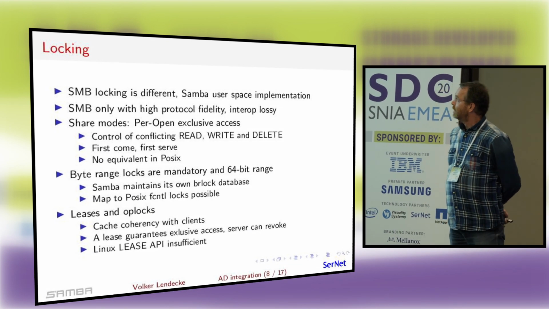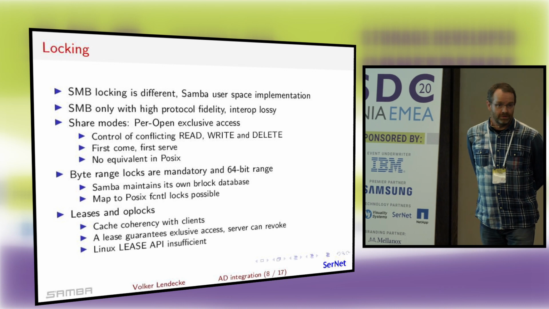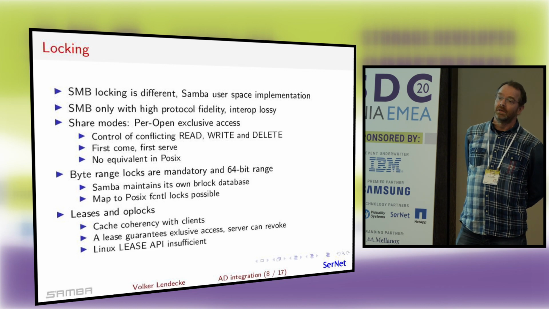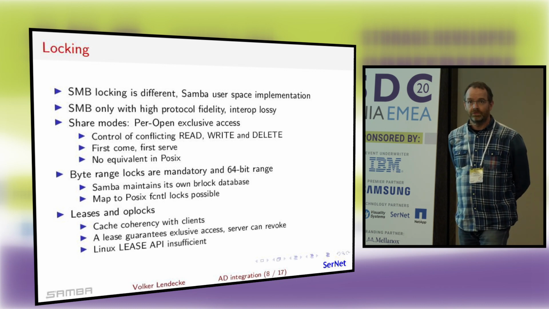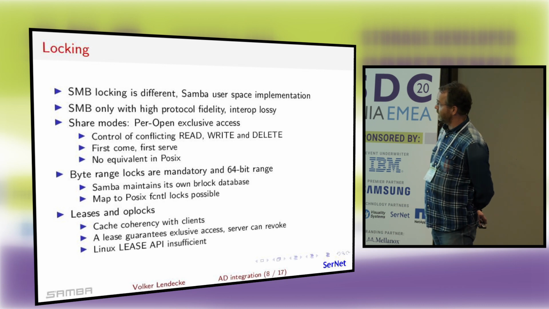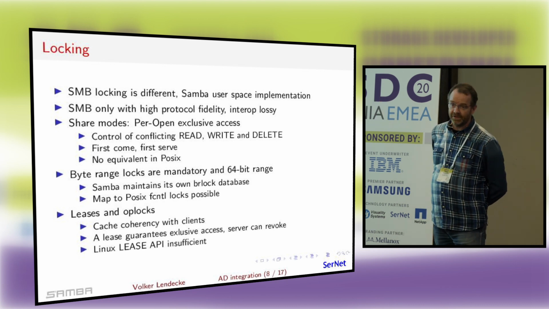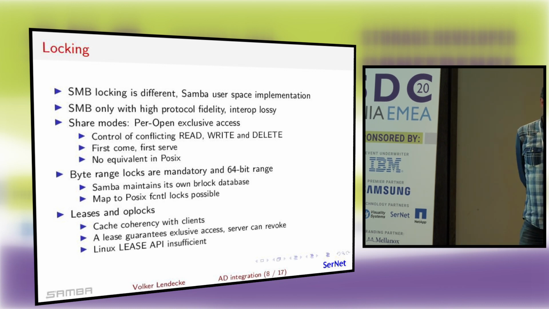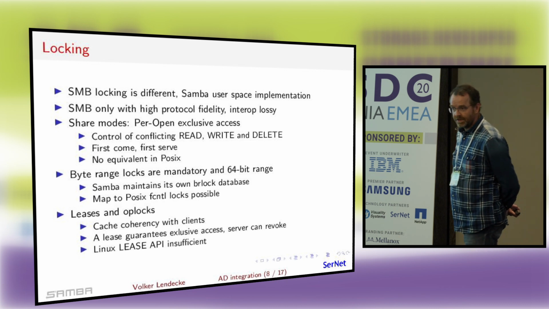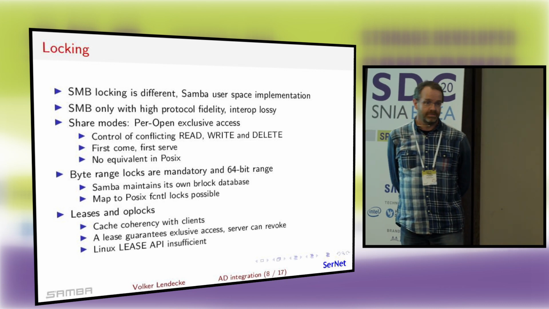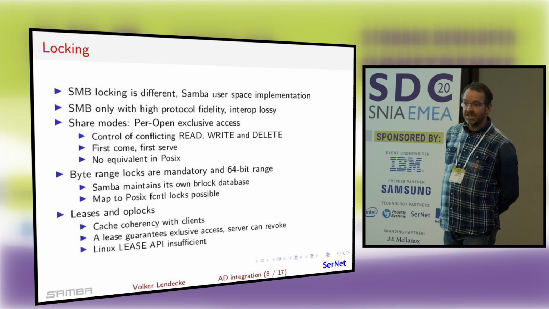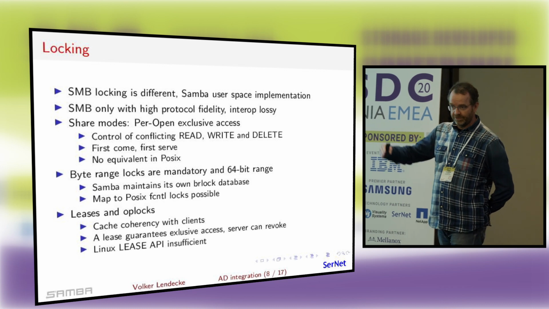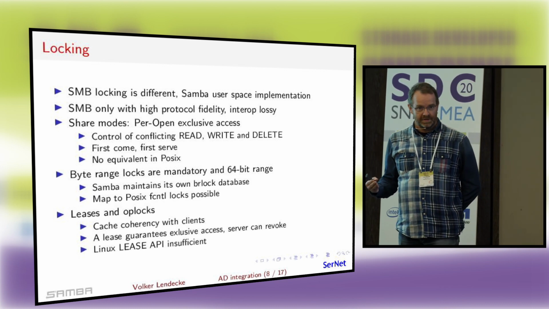Locking. SMB locking is different from what people know from the POSIX world. We have mandatory locking all over the place, meaning if you want to lock a byte range, the reads and writes are actually locked, which is not the case in POSIX. We have per open exclusive access with share modes, and this is what we do for you. So we maintain our own database with share modes and byte range locks, and wherever it's possible, we try to map these byte range locks, share modes, whatever, into what POSIX provides.